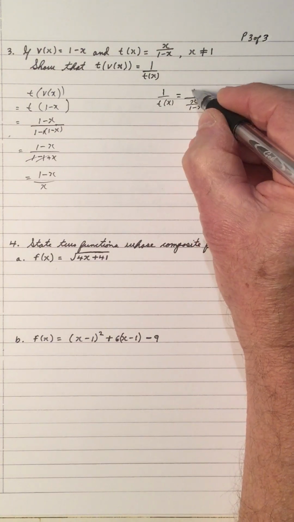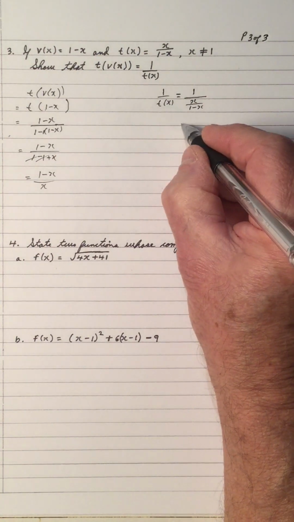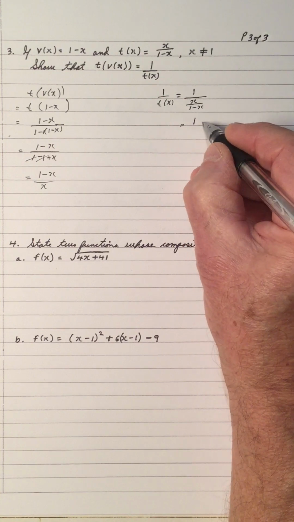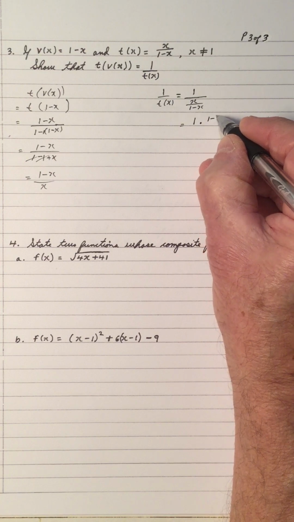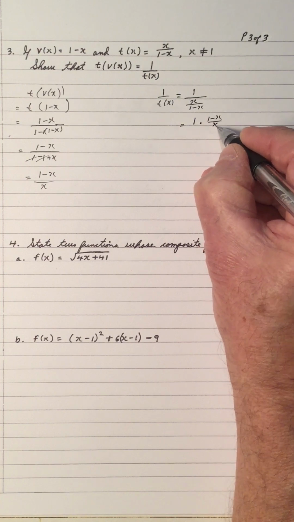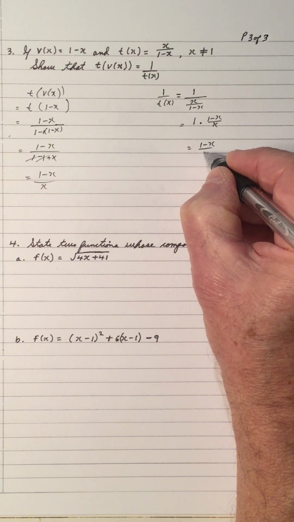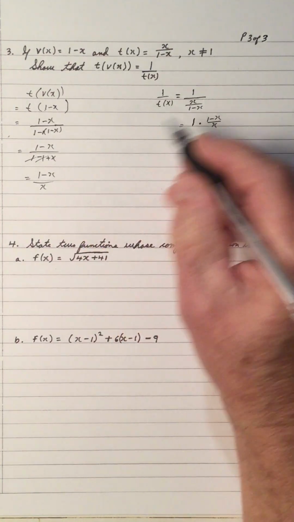So that 1 is right there. T of x is right here. And we're going to simplify that. So that's 1. This is a fraction. So 1 over is the reciprocal. So it's 1 minus x over x, which is 1 minus x over x. Two sides are the same.